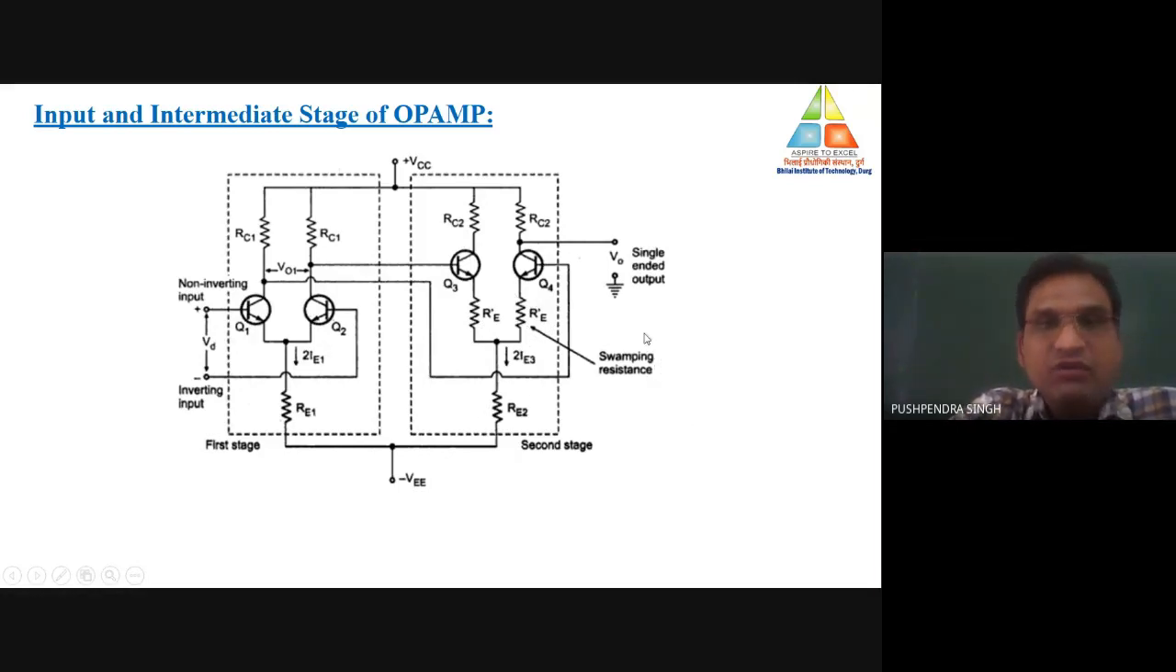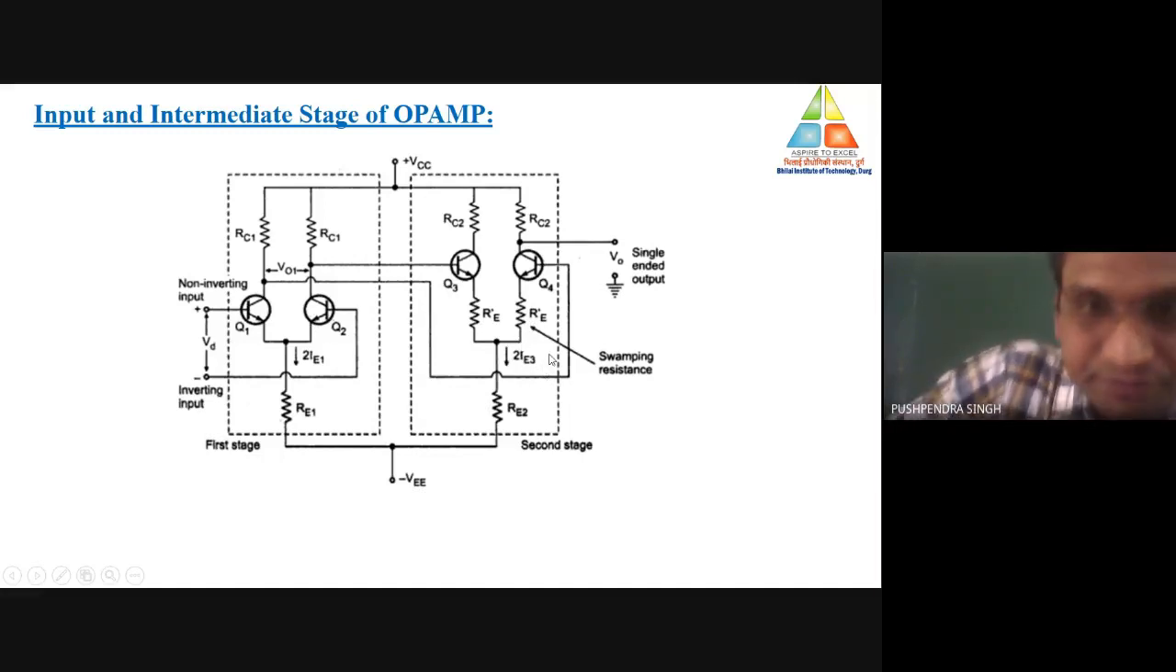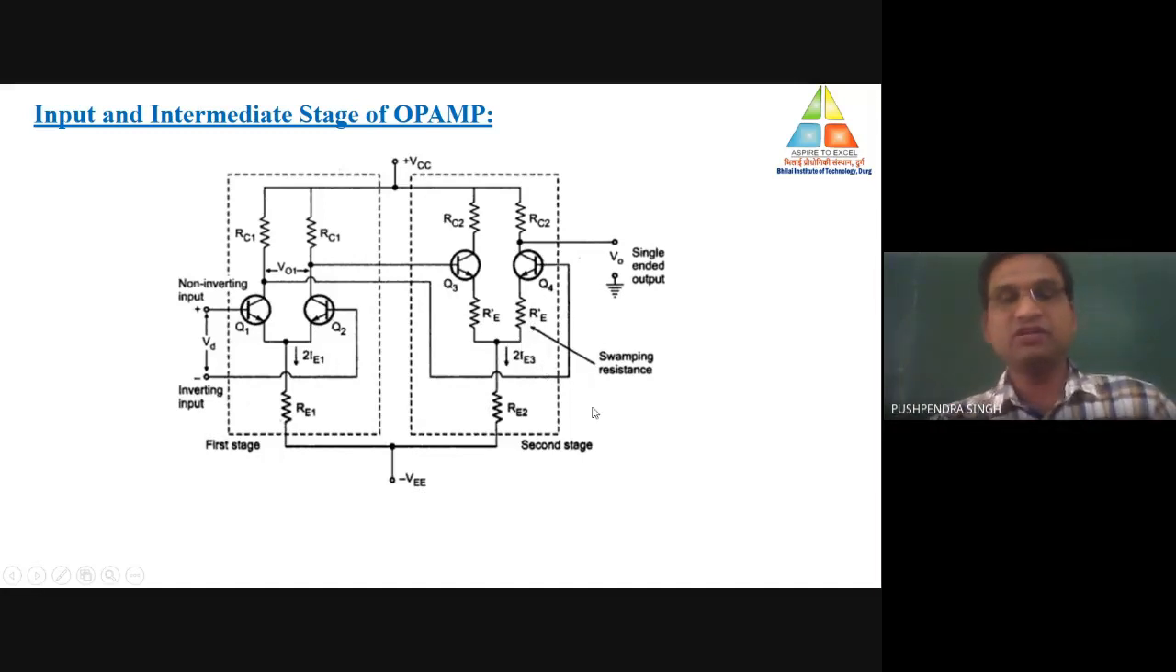Whenever we go for the AC analysis, these small AC resistances need to be connected into the circuit. That's why, in the AC analysis of the dual input balanced output differential amplifier, I have connected two small resistances, RE dash. Those resistances are nothing but the swamping resistances for compensating the effect of changing temperature. So these are the first stage and second stage connection of the IC 741.